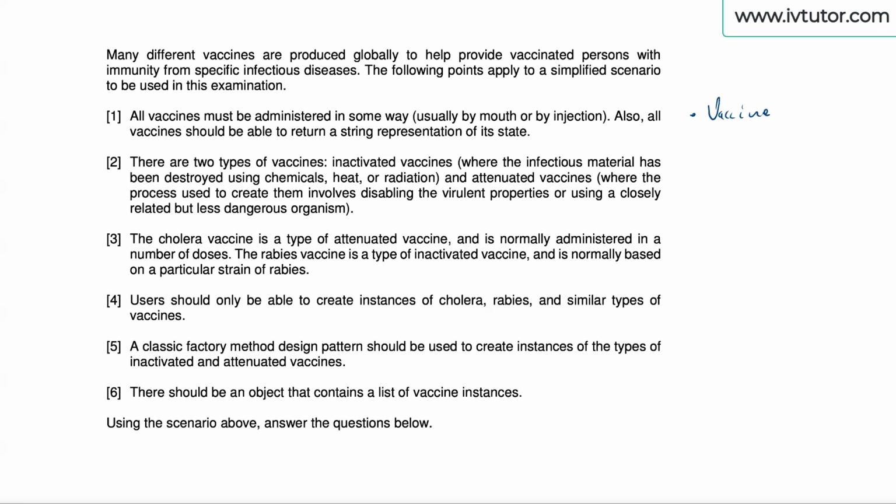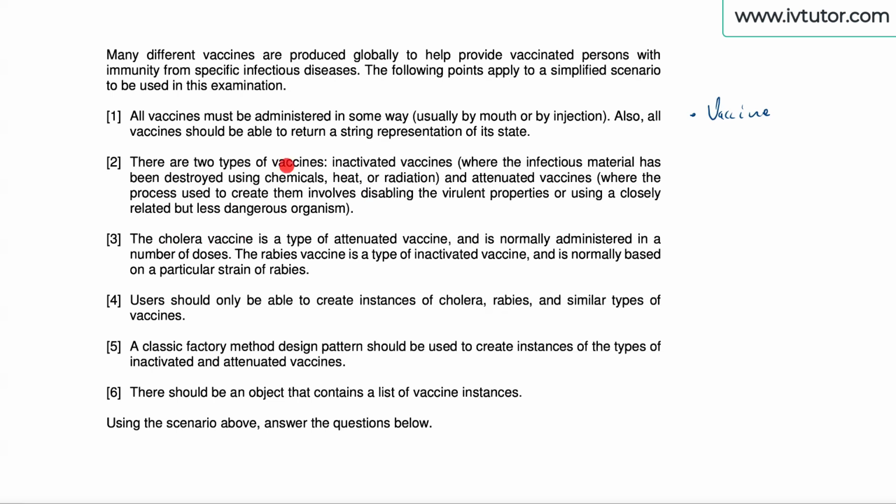So there are two types of vaccines: inactivated, where the infectious material has been destroyed using chemicals, heat, or radiation; and attenuated vaccines, where the process used to create them involves disabling the virulent properties or using a closely related but less dangerous organism. So you then went with, okay, let's continue. The cholera vaccine is a type of attenuated vaccine and is normally administered in a number of doses. The rabies vaccine is a type of inactivated vaccine and is normally based on a particular strain of rabies.